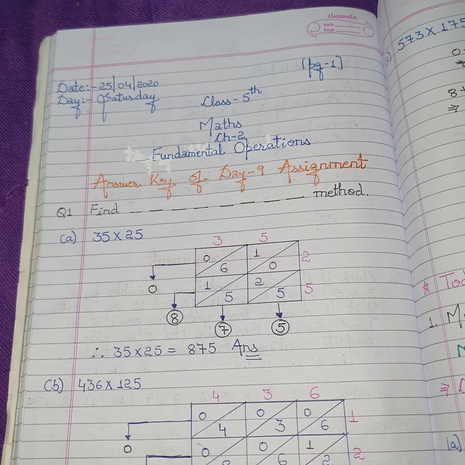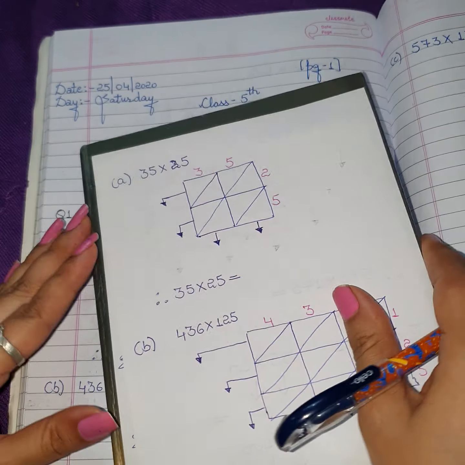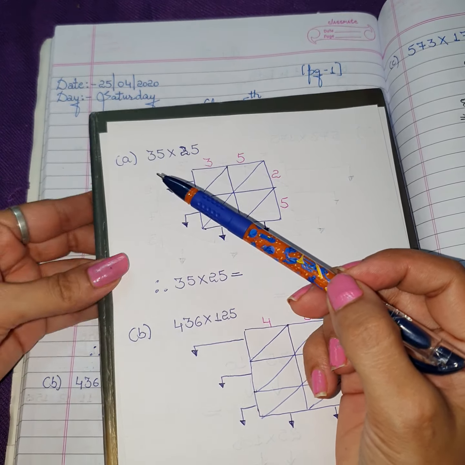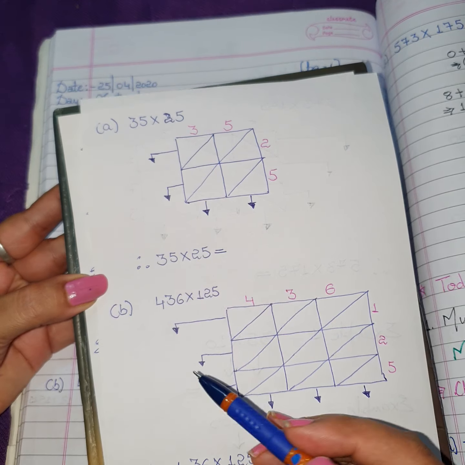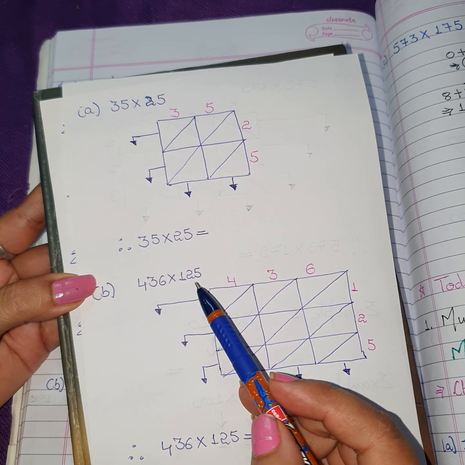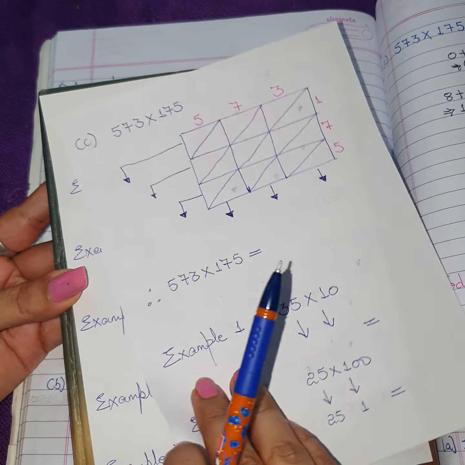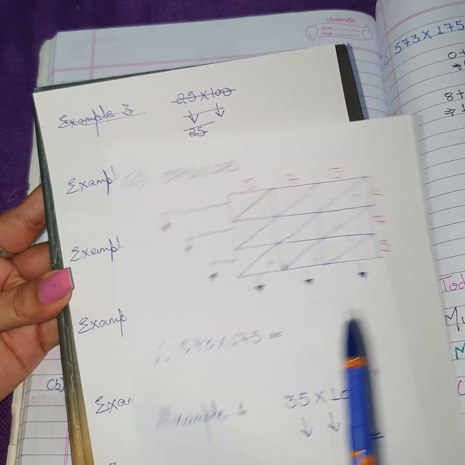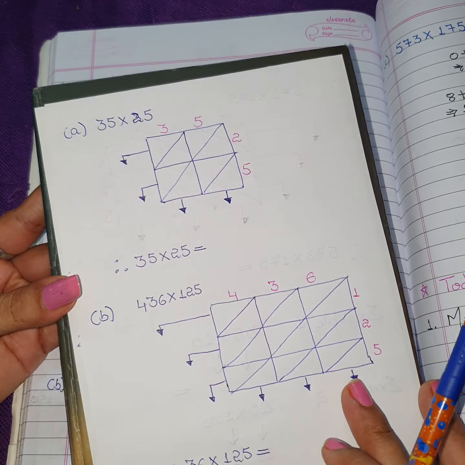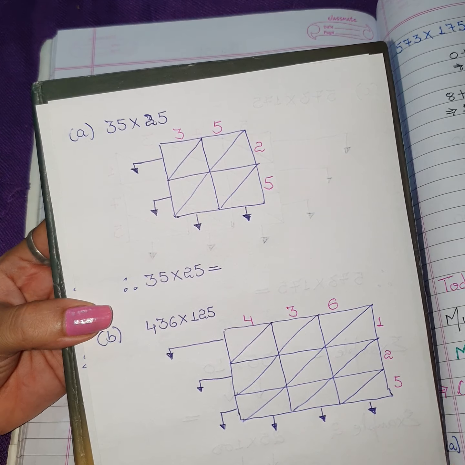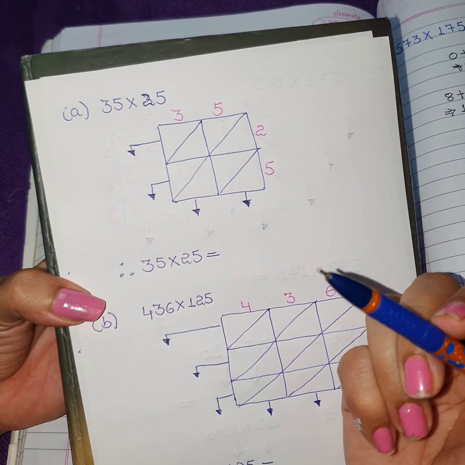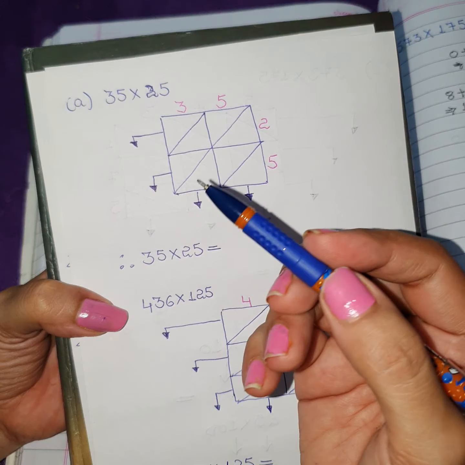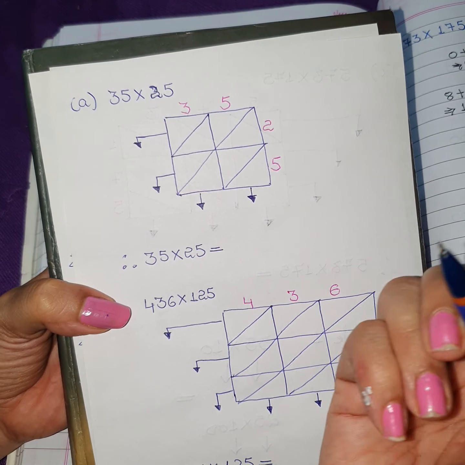See, students, I have given you 3 parts. The first part was to multiply 35 and 25. The second part was to multiply 436 into 125. And the third part was 573 into 175. I have already prepared this blank format so that I can solve it directly in front of you, and you just check whether your answers are correct or not.